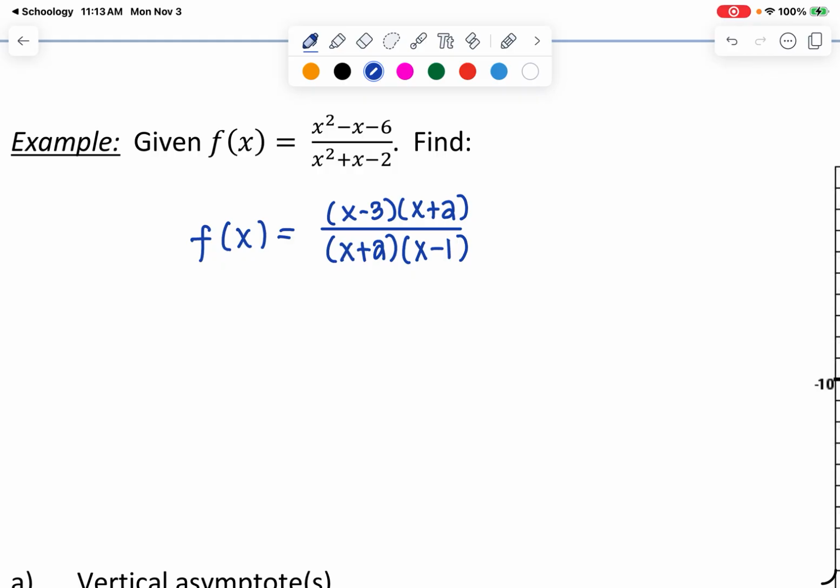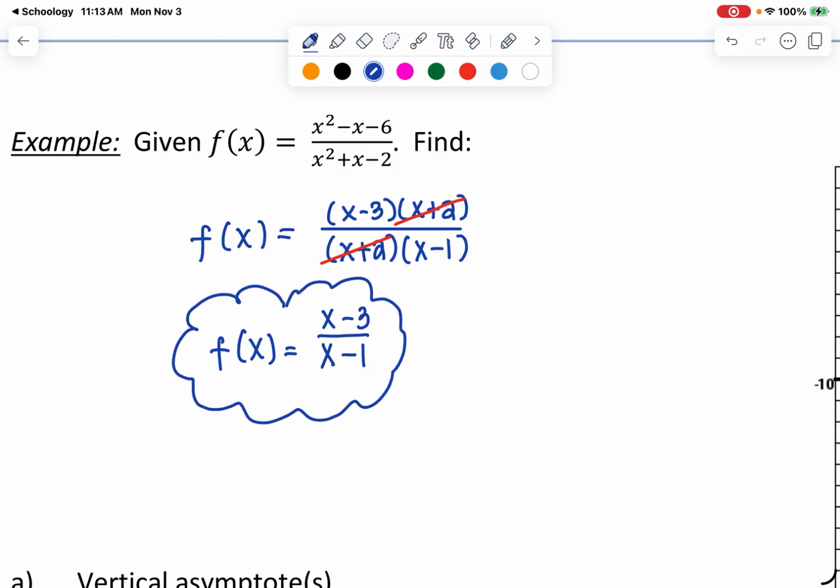Let me double check that. It looks good to me. All right, so now I'm going to look to see if there's any holes in the graph. If nothing cancels out, then there are no holes, and you'd put none, okay? There is a hole in the graph on this one because I have a factor of x plus 2 and x plus 2 cancel. So I'm going to write out my new function before I even write down where the hole is. F of x equals x minus 3 over x minus 1. And this is what I'm using to answer every single question now, okay?